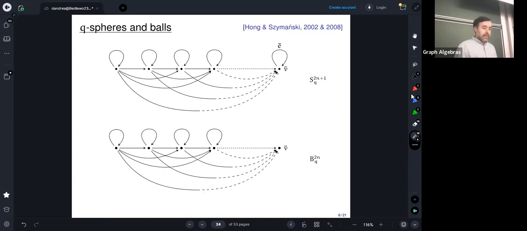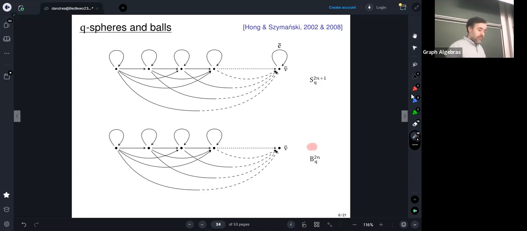This is a quotient map which is not U(1) equivariant with respect to the gauge action on graph C*-algebras, but still it has the properties. I mean, the classical boundary map has the same problem. Sorry, Francesco, this should be probably n minus one. Yeah. The boundary map is the other one. Right. This is a quotient map from the sphere to the ball.